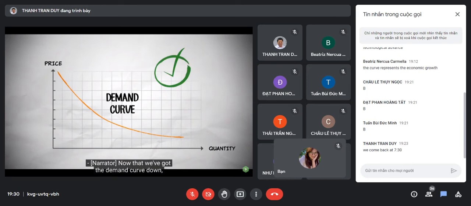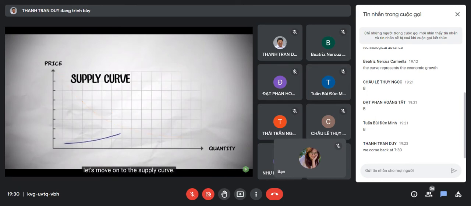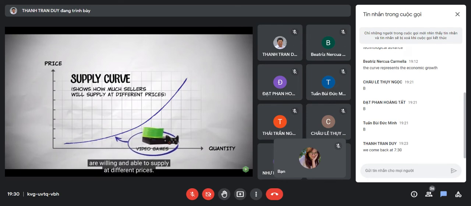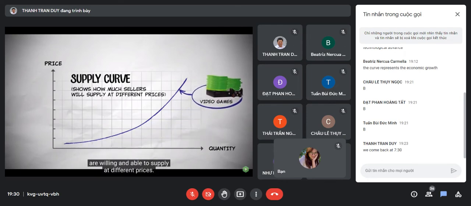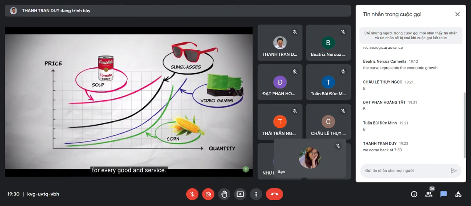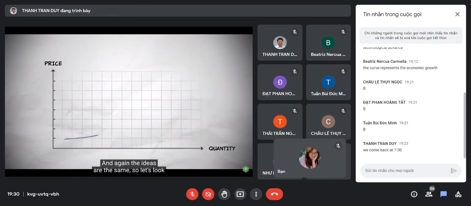Now that we've got the demand curve down, let's move on to the supply curve. A supply curve shows how much of a good suppliers are willing and able to supply at different prices. As with the demand curve, there's a supply curve for every good and service. And again, the ideas are the same, so let's look at the supply curve for oil.